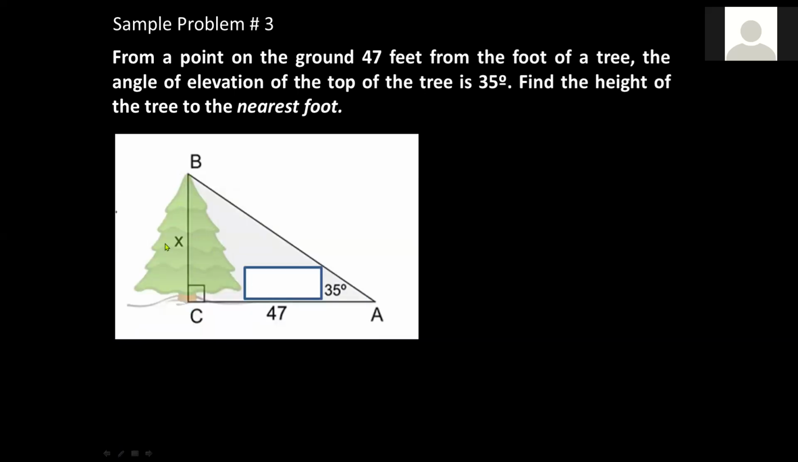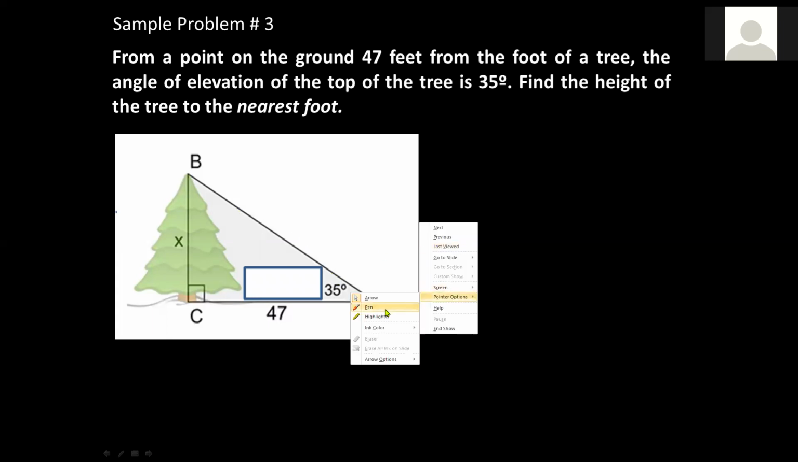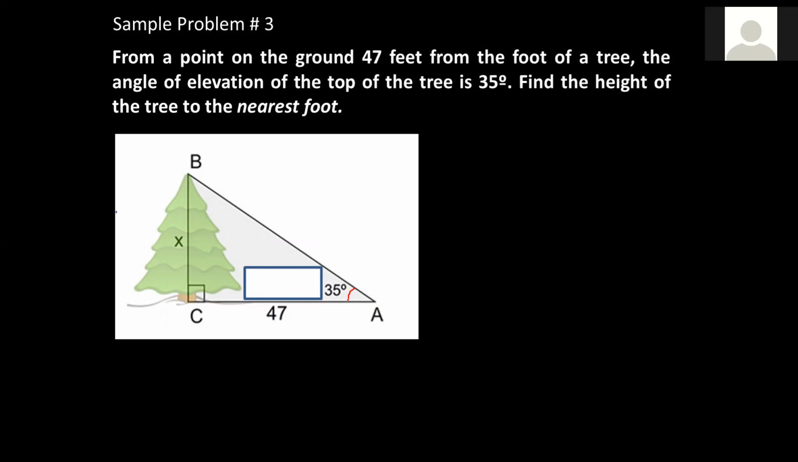So, that is our figure. This is the tree. Okay? And this is the height of the tree. The designated variable is letter x. The function of x is the height of the tree. That is our tree, a Christmas tree. Okay? So, this is our angle of elevation, 35 degrees. From a point on the ground, this is the point on the ground, point A, 47 feet away from the foot of the tree. So, this is our 47 feet, its distance. We are looking for the height. This is our angle of elevation, 35 degrees.